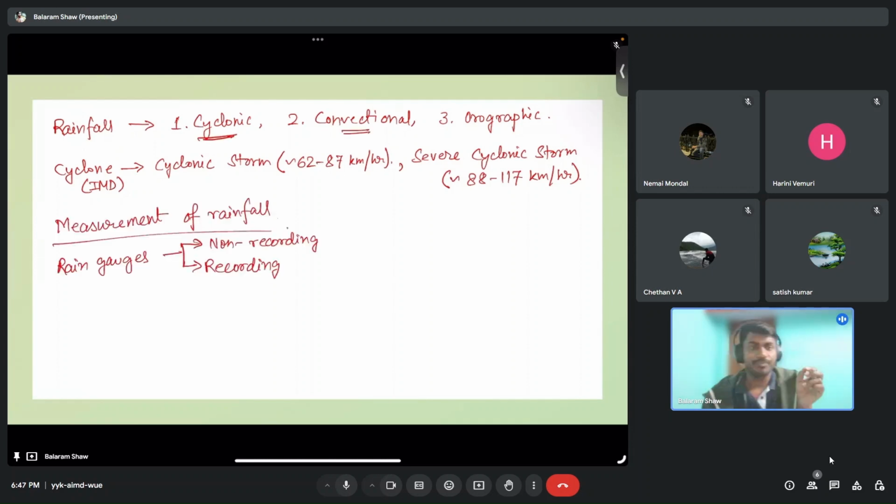One example of a non-recording rain gauge is Symons non-recording rain gauge, right? I'll not go into much detail because we have seen that in the class.